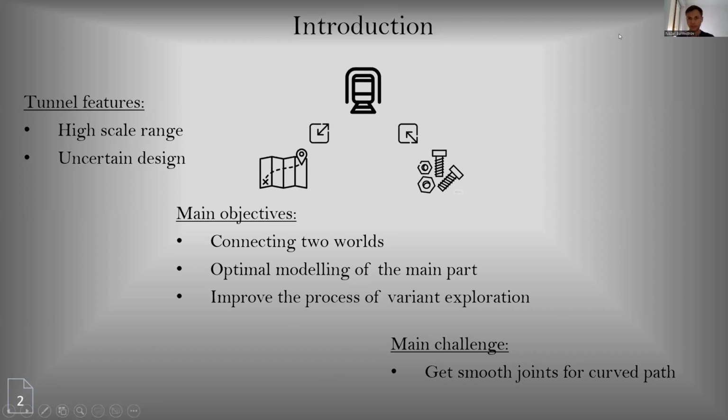That's why such topic was chosen. So the main objectives were to connect two worlds, to find the optimal way of modeling of the main part for the variant investigation, and improve the process of variant exploration. One of the challenges, personally for me, was to get smooth joints for a curved path. It's a geometrical nuance of tunneling.